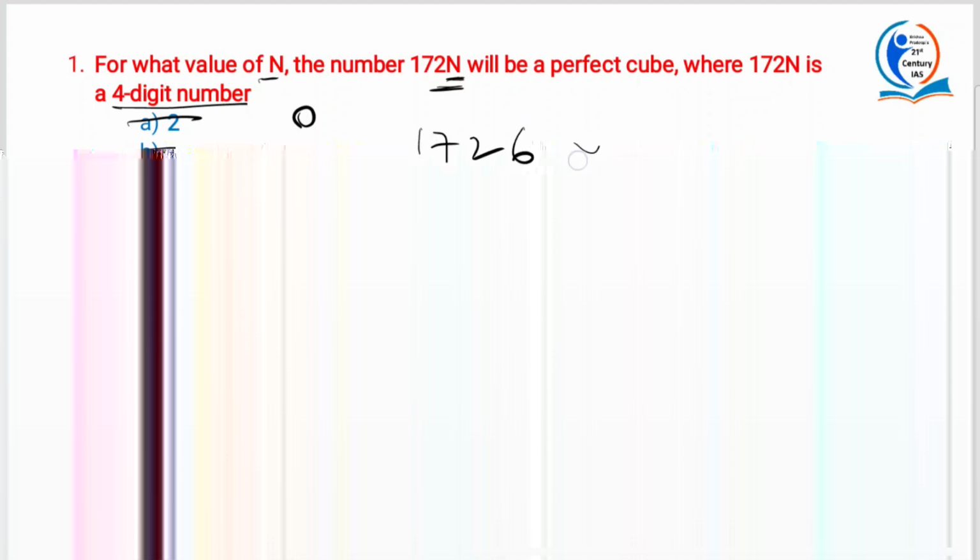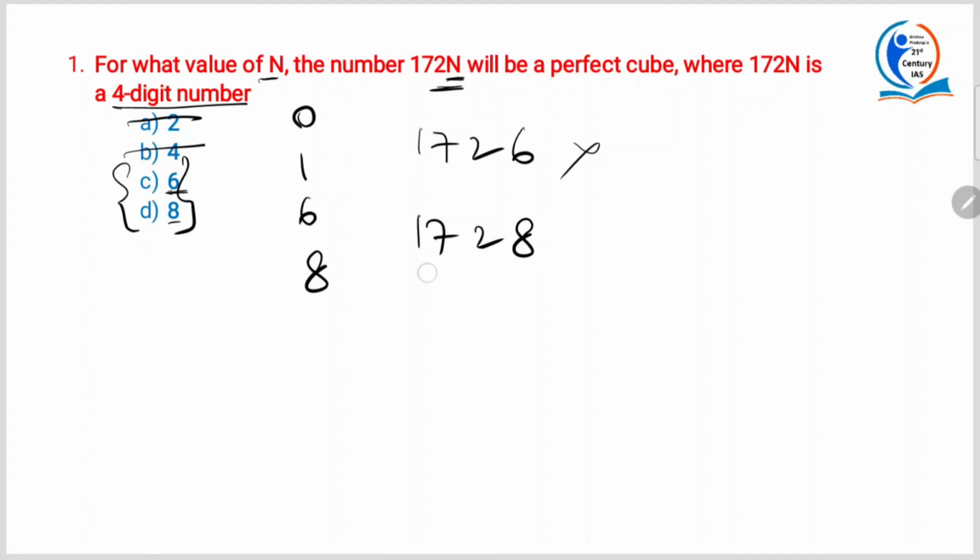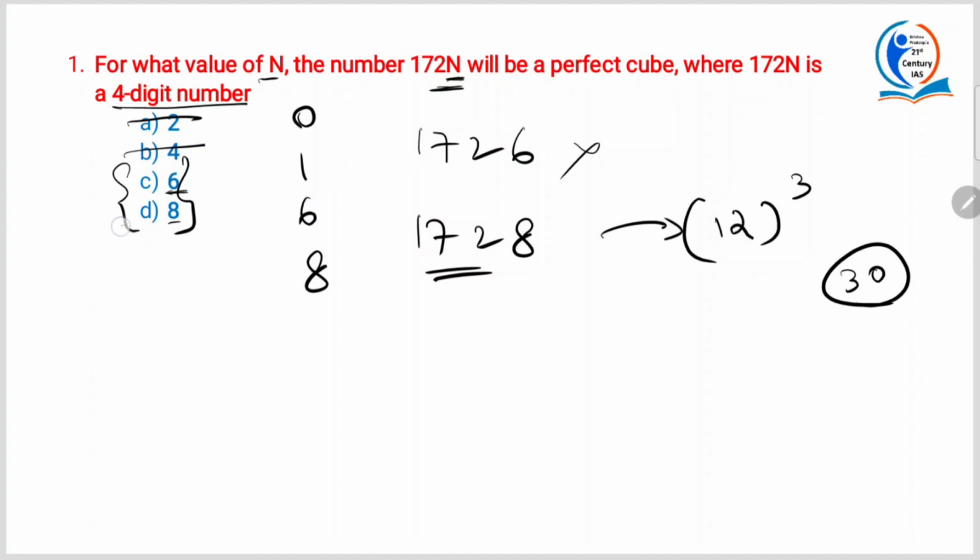1726, no. See, 1728 is a perfect cube. For what? It's 12 cube. Please be thorough with cubes till 30, squares and cubes. So D is the answer.